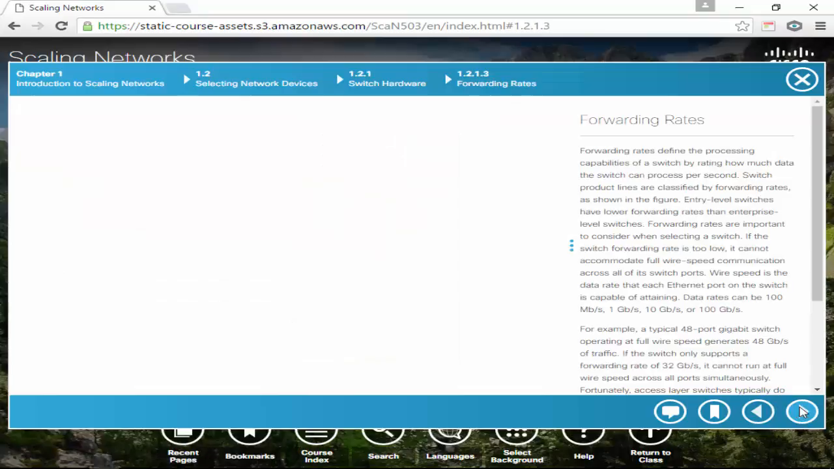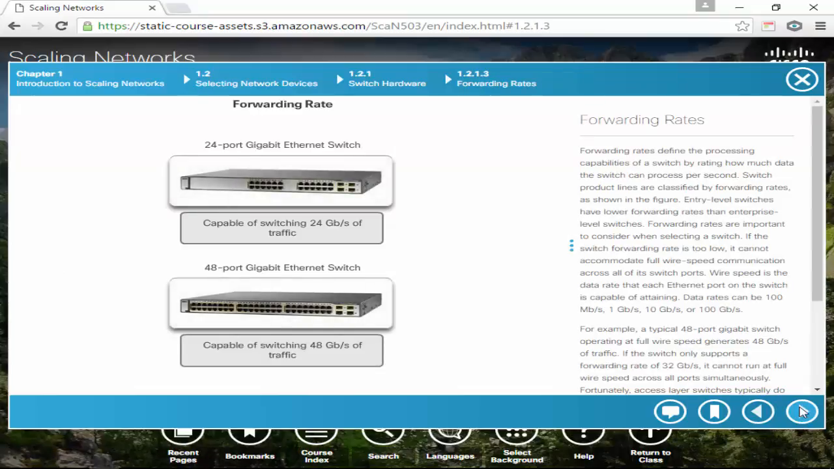Forwarding rates. So, how fast a switch is able to switch traffic. I think that's pretty easy. Basically, the data rates of the ports can be 100 meg, 1 gig, 10 gig, or 100 gig. We want to make sure the switch we buy is capable of also forwarding the traffic it is getting on there.